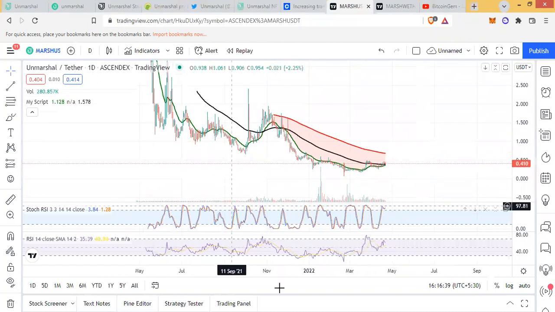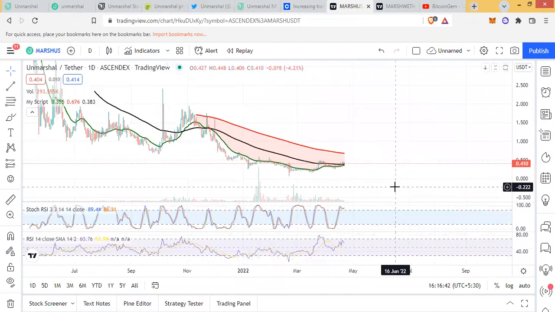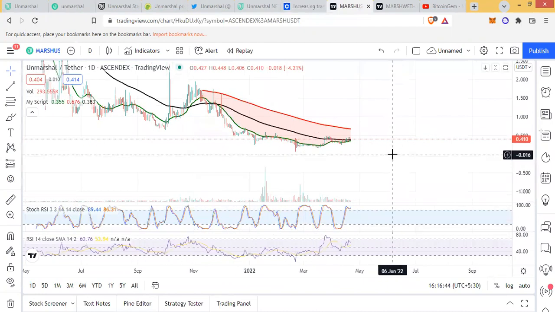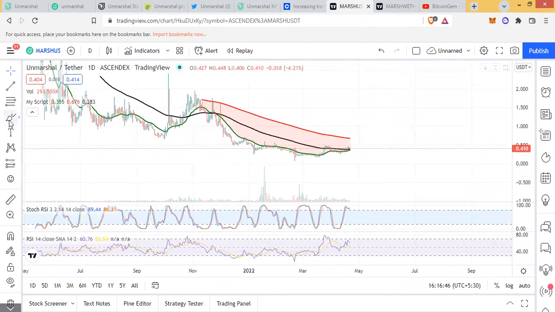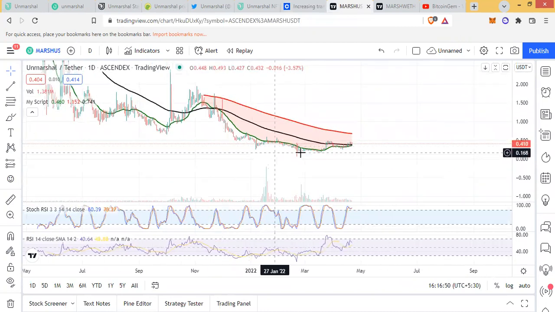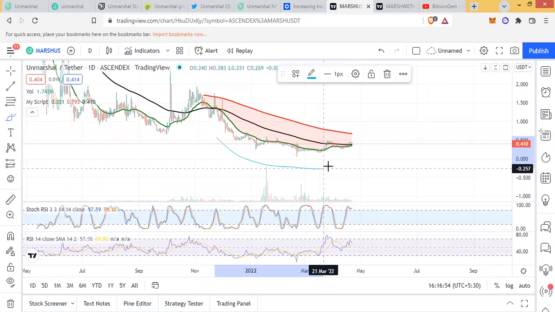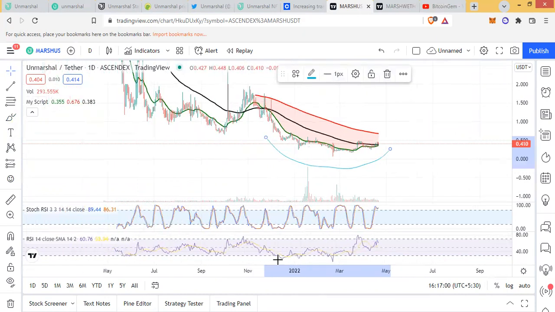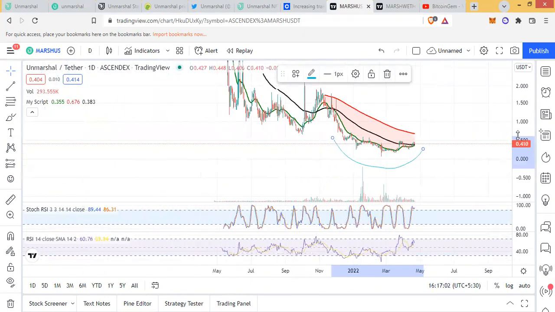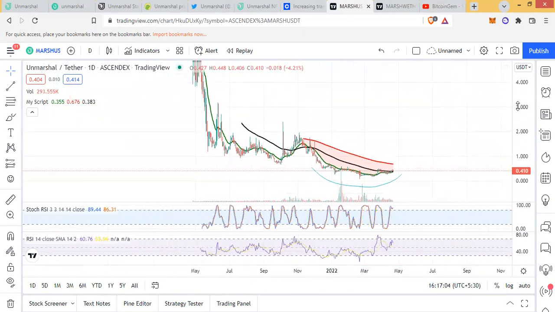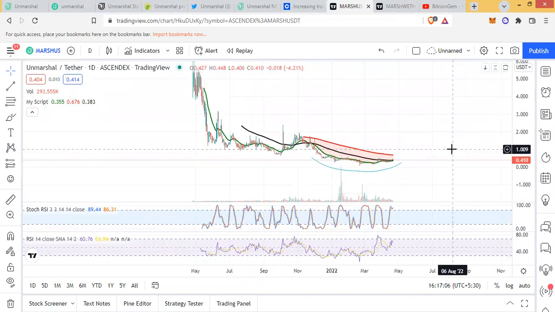We will quickly take an overview of the chart also. This is a Marsh daily chart, and as you can see, it's currently finding a good consolidation in a range and forming a good bottoming structure. So as per the chart, this looks like one of the good zones to definitely DCA if you are interested in buying Marsh.